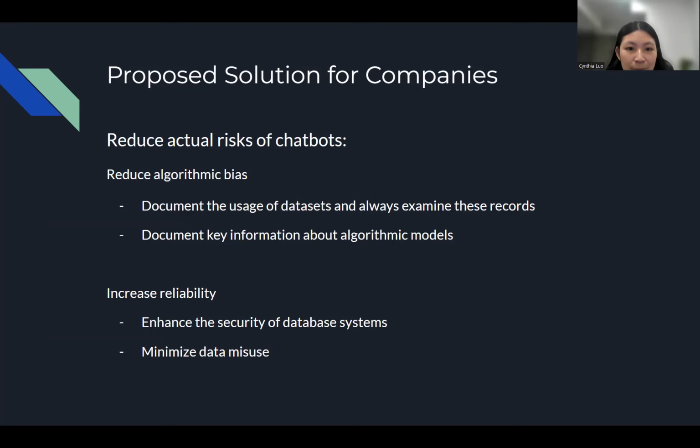In the proposed solutions, companies can eliminate actual risks by breaking down into two parts. First, they can aim to reduce algorithmic bias by documenting every usage of data sets and always examining them in detail, and also documenting key information about algorithmic models to identify potential unfairness. Then they can improve their reliability by enhancing the security of database systems and also minimizing data misuse, which is done in a similar fashion as reducing algorithmic bias.